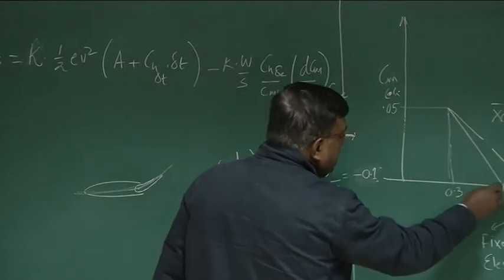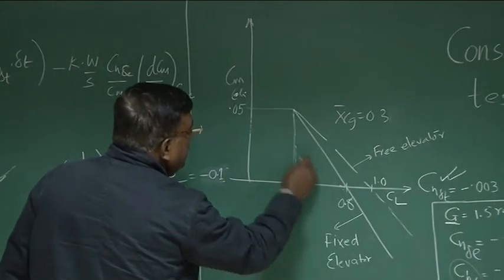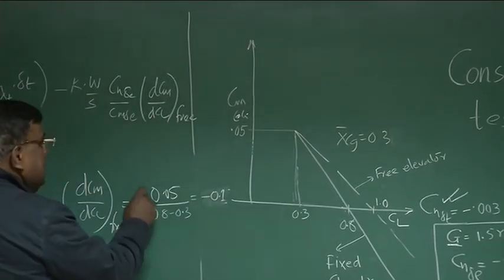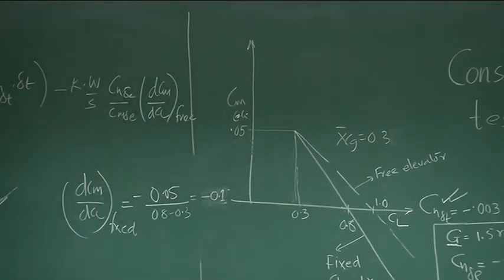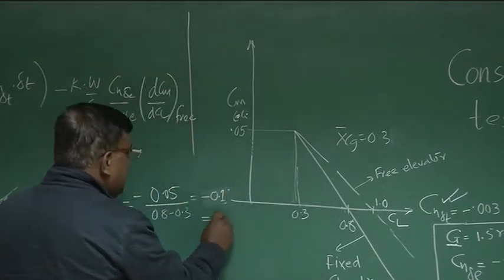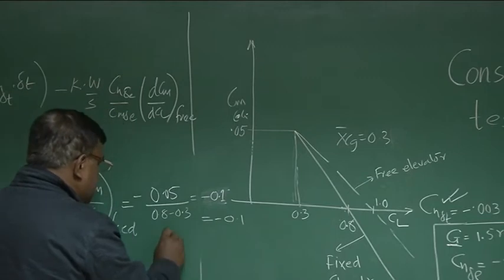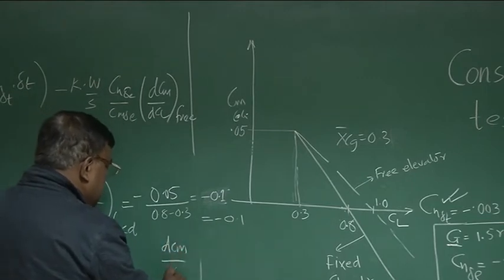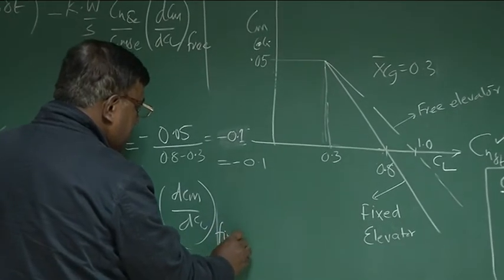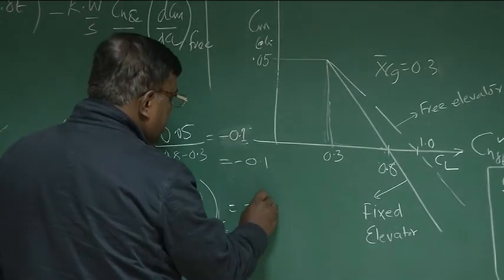This is the slope of this line, right? This is basically 0.5 and this is 0.05. So 0.05 by 0.5 with the minus sign, because the slope of this line is negative. So this is minus 0.1. So I get dCm by dCl fixed, elevator fixed, stick fixed, as minus 0.1.